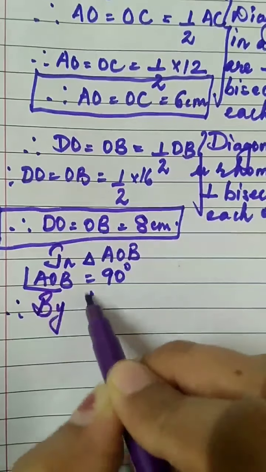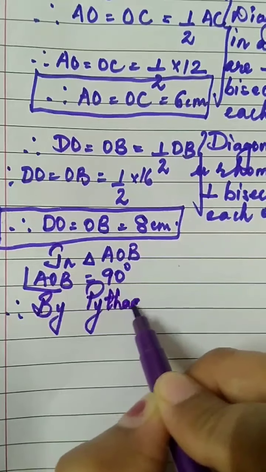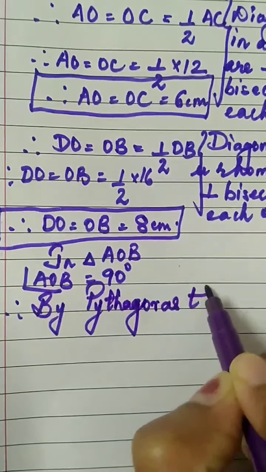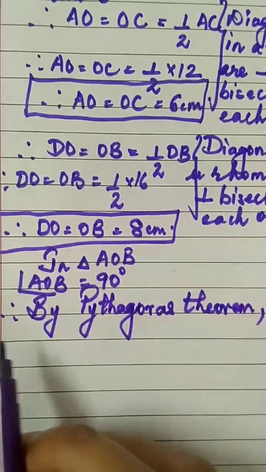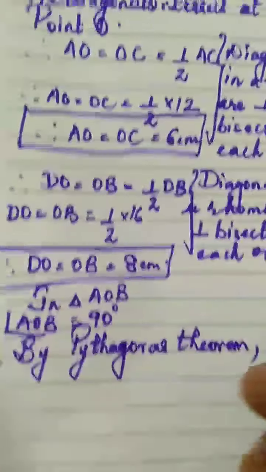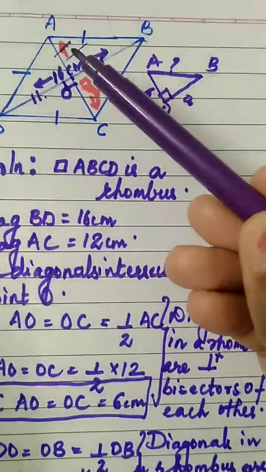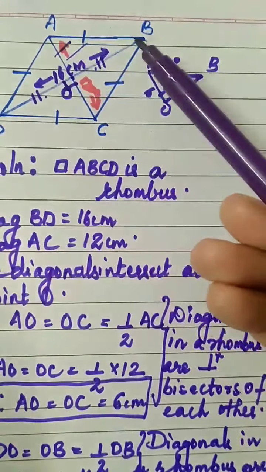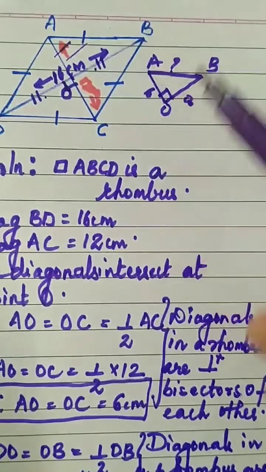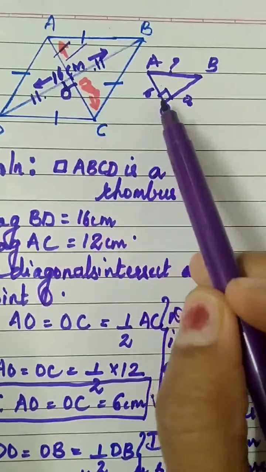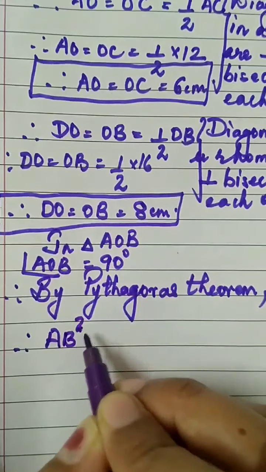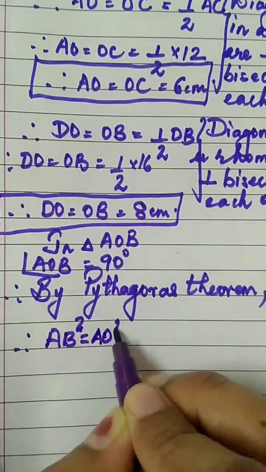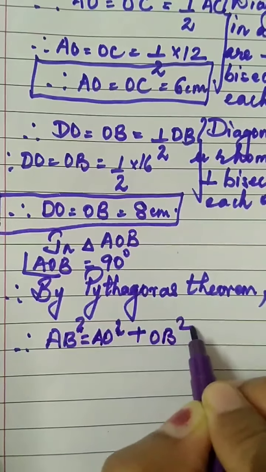Therefore, by Pythagoras theorem or hypotenuse side test, any one reason you can write. Okay, I am writing here by Pythagoras theorem. So what is that theorem saying? Hypotenuse AB square is equal to AO square plus OB square. Write it. Therefore, AB square is equal to AO square plus OB square.